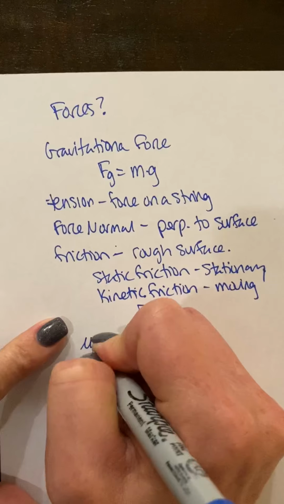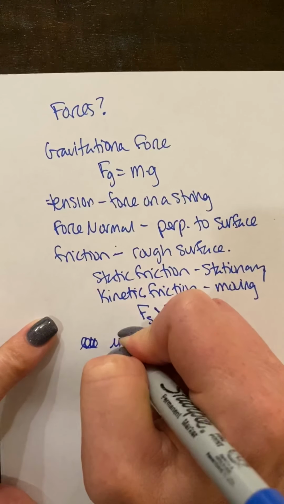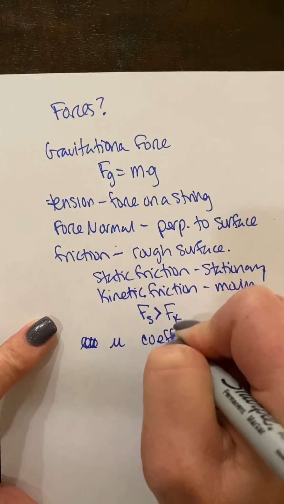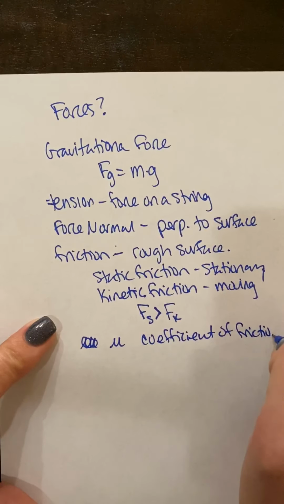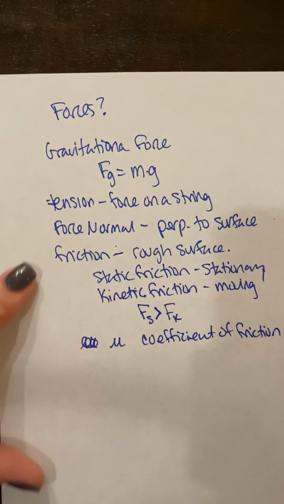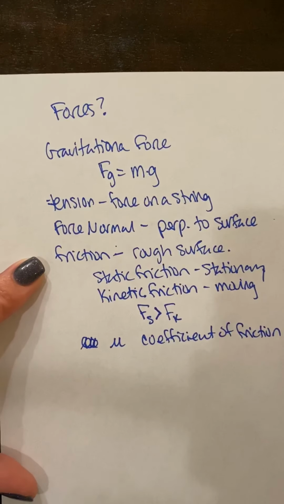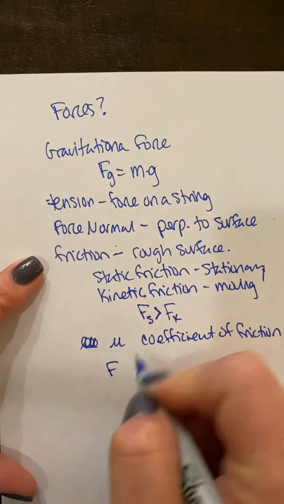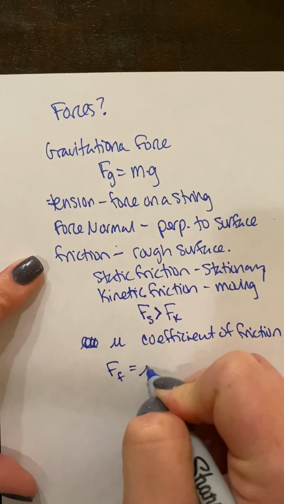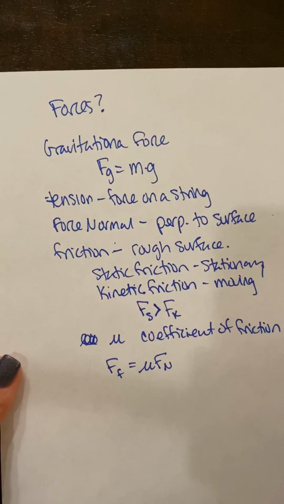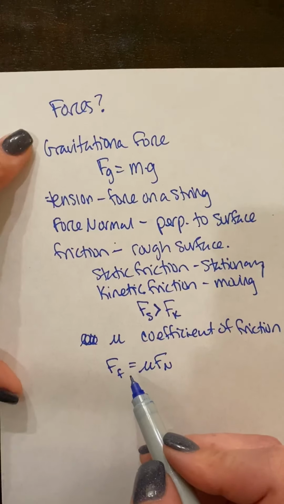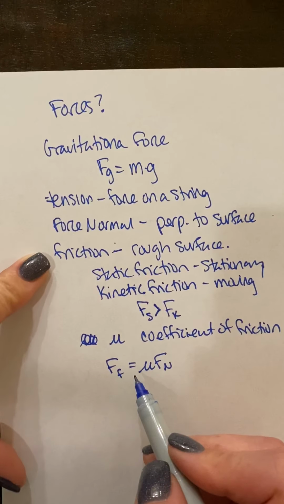So your mu is your coefficient of friction. And we can relate our force normal and our frictional force with one of the equations on our equation sheet. This comes in handy when we take a look at our free body diagram scenarios and solving for forces. Let's see, what else? Gravitation, tension, force normal, friction.